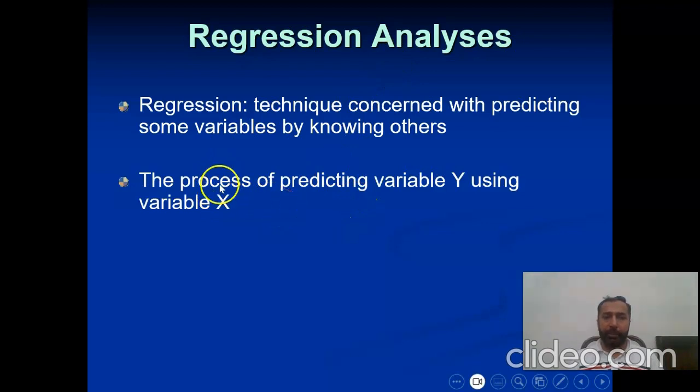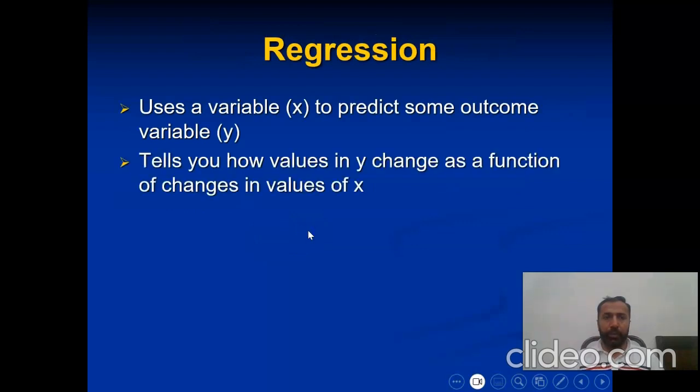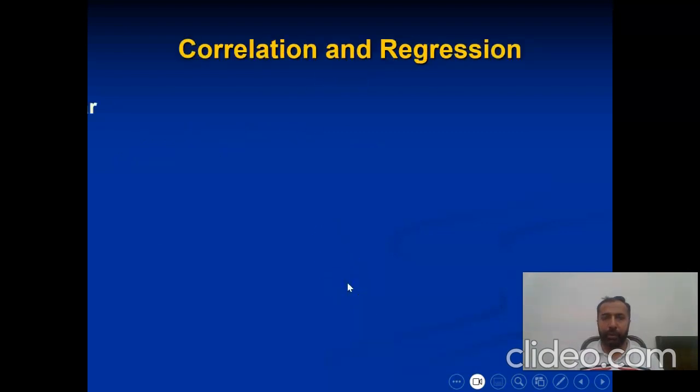Regression analysis is a process of predicting variable y, which is known as the dependent variable, using the variable x. It tells us how values in y change as a function of changes in the value of x. Thus, y is a dependent variable while x is an independent variable in a regression analysis.